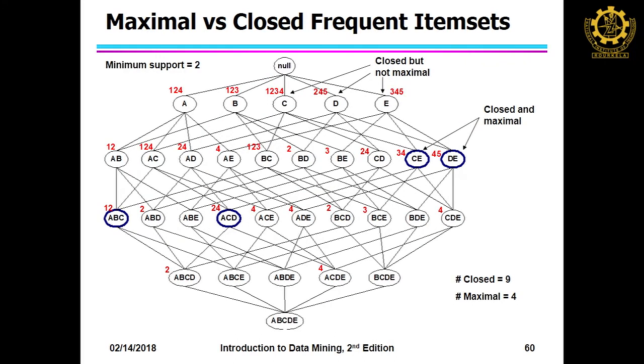So, let us see. The minimum support is 2. C is 4, and its supersets are BC, CD, CE. Here the support is 4, but there it is 3 and 2. So, this can be closed, but not maximal, because 2 means it is frequent, so its corresponding superset is frequent also. So, C cannot be the maximal. Similarly for 3, 4, 5.